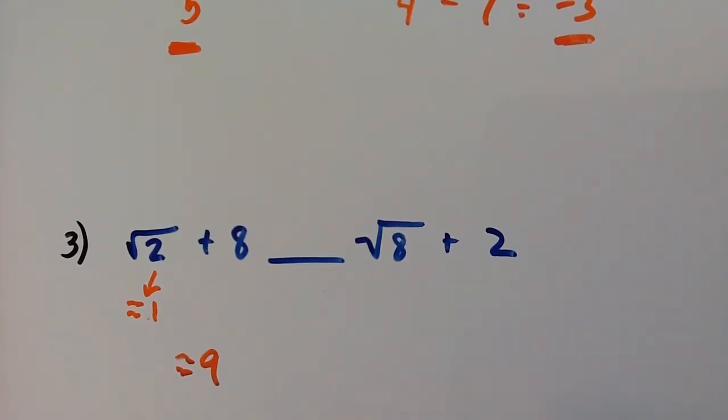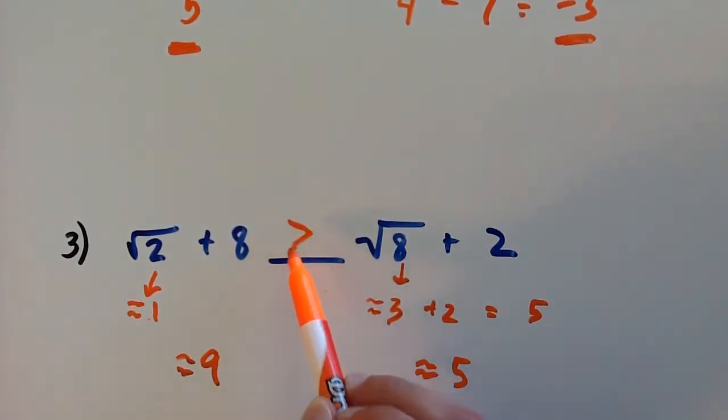Now let's look at the right side. The square root of 8, that's going to be a little bit less than 3, right? Because you know that the square root of 9 would give you 3. So this is going to be approximately 3, right? If we overestimate here, this is approximately 3, and if you add 2 to it, 3 plus 2 would be 5. All right. So the left side is going to be approximately 9. The right side is approximately 5. So this left side is going to be greater than the right side.